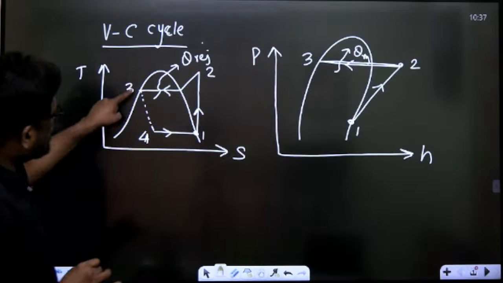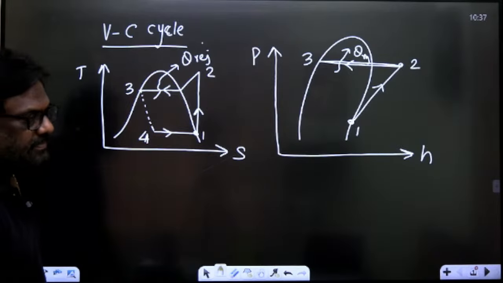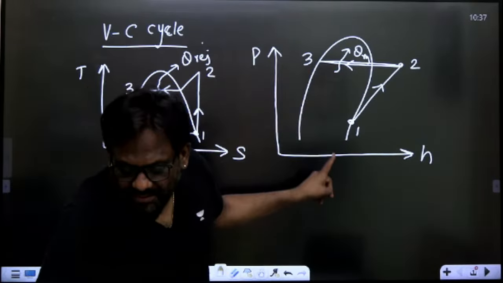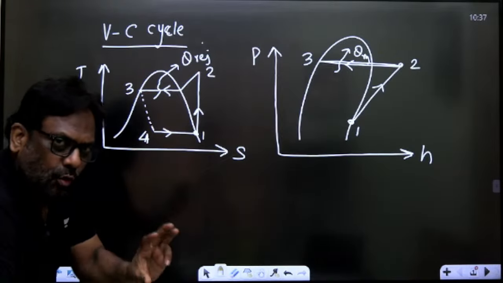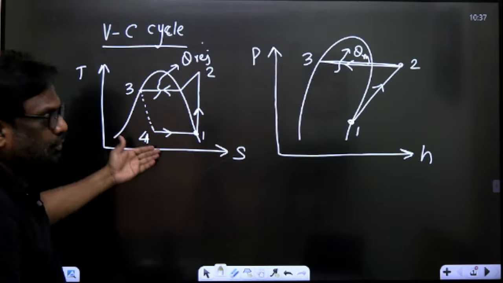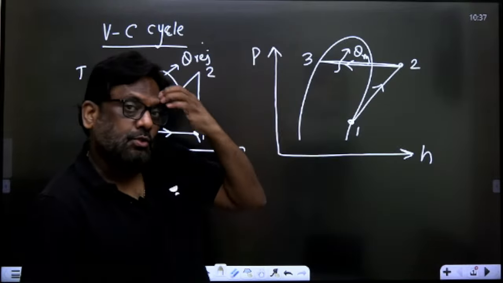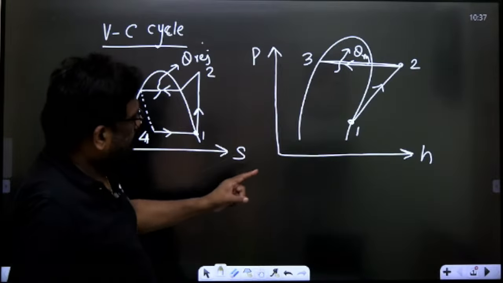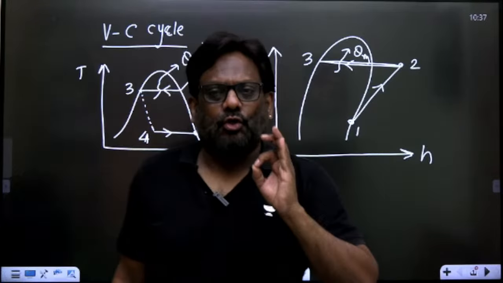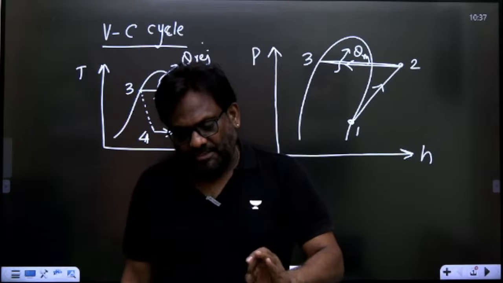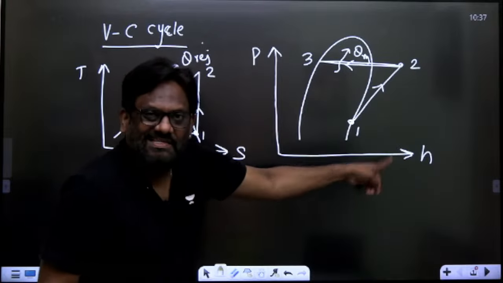Okay, sir. What is 3 to 4? It is throttling. But here I have shown it by dotted lines. Should I show it here also by dotted lines? My dear students, here I have shown it by dotted lines. Why have you shown it by dotted lines? Because I did not know the path. So whenever you do not know the path, you show it by dotted lines. But here for 3 to 4, what is remaining constant? 3 to 4 is throttling. So enthalpy is remaining constant. When enthalpy is constant, definitely on this axis there is enthalpy.